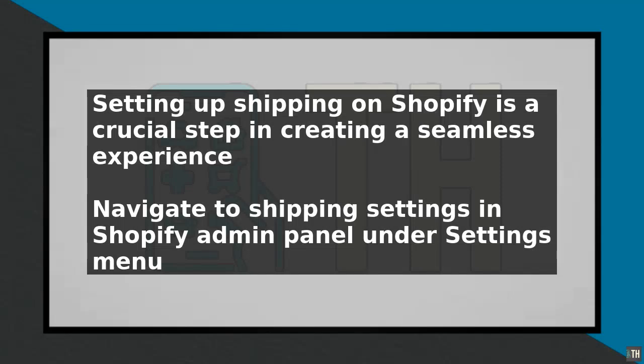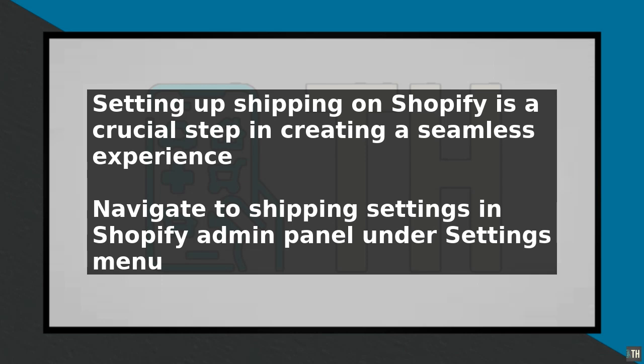Setting up shipping on Shopify is a crucial step in creating a seamless and efficient online store experience for your customers. To begin, navigate to the shipping settings in your Shopify admin panel. This can be found under the Settings menu, where you will see the option for shipping.